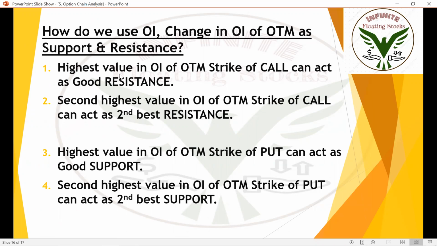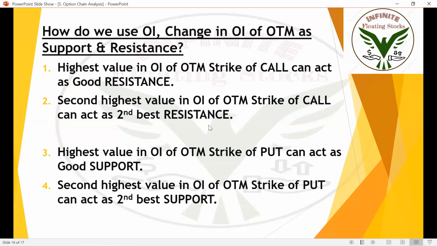So I repeat, highest value in OI of OTM strike of call can act as good resistance, and highest value of OI of OTM strike of put can act as good support. OTM is nothing but out of the money, which is the white area in the table. If the highest OI is on the put side, it can act as support. If it is on the call side of the OTM strike, it can act as good resistance. And the second highest value in OI of OTM strike of call can act as the second best resistance, and the second highest value in OI of OTM strike of put can act as the second best support.